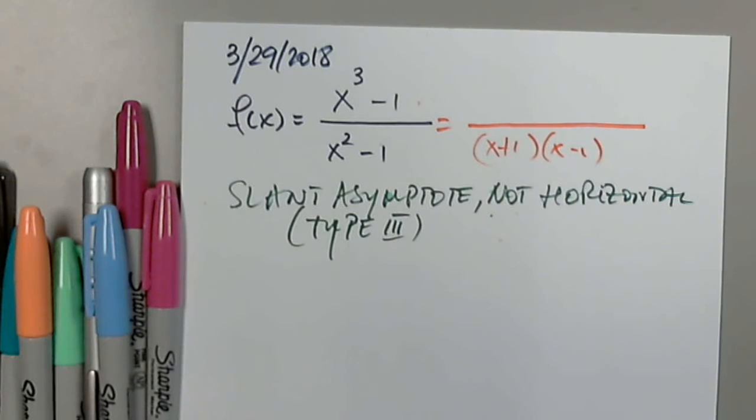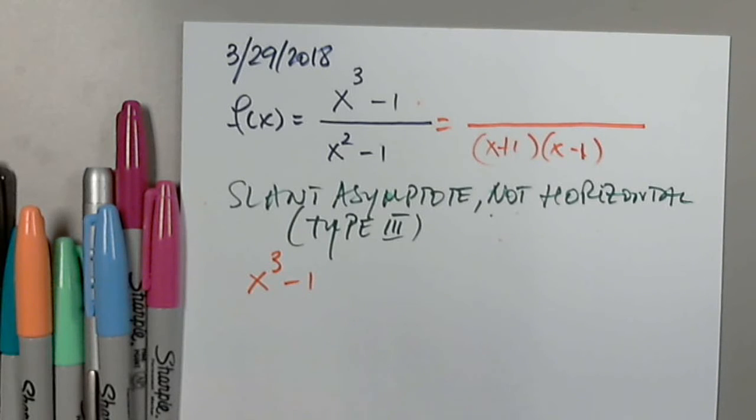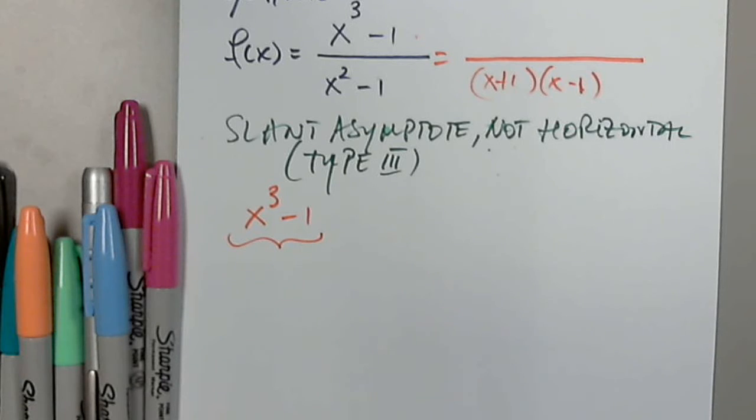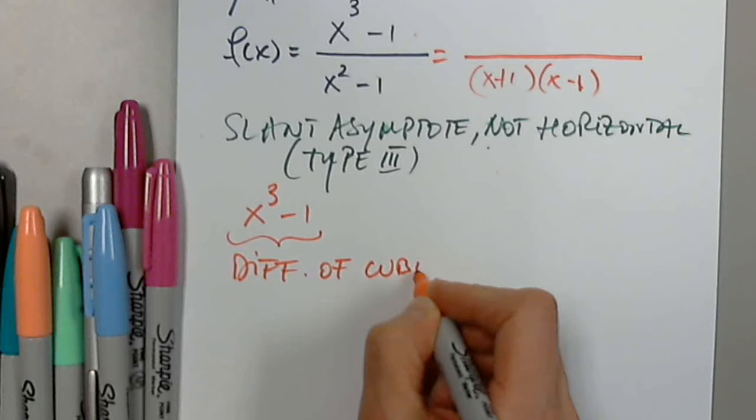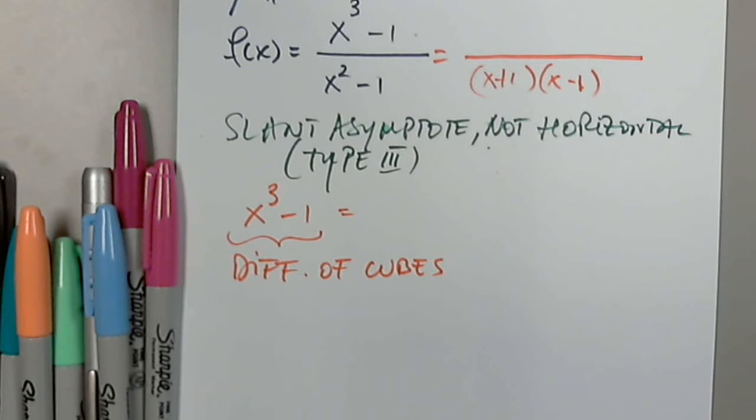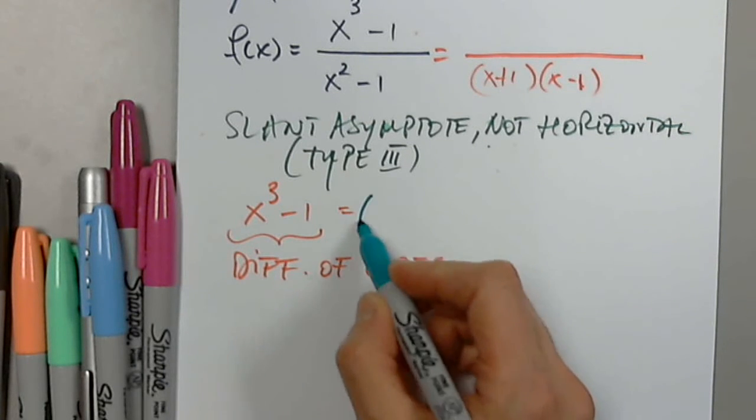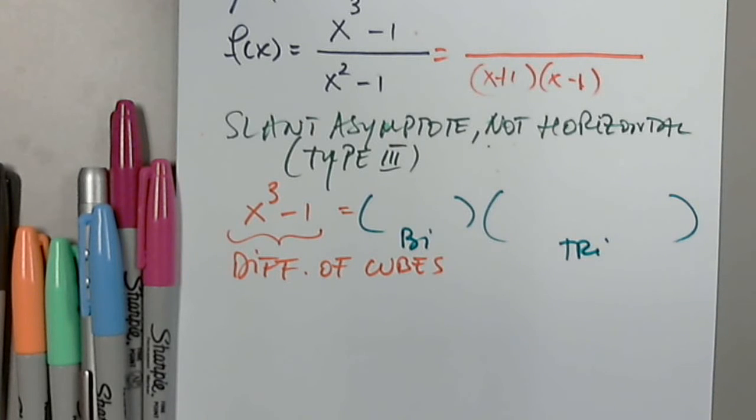Awesome, thank you. Now let's think about the numerator. What is x cubed minus 1? One of them has to be x squared, right? x squared minus 1, true. How do we call this first? Awesome. Difference of cubes. Perfect. How do we factor the difference of cubes? Let me refresh your memory. I want to say it has to do with a binomial and a trinomial. Excellent, thank you.